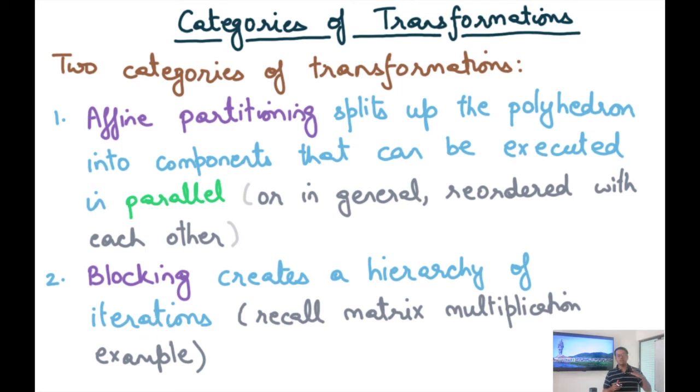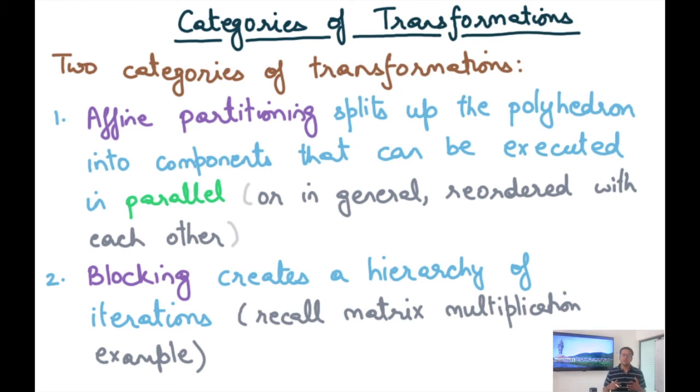Recall that from a 3 loop nest, we went to a 6 loop nest, where the upper hierarchy was iterating with steps of B, and the inner 3 loop nest was doing a block multiply, where the iteration step was only 1. So it creates a hierarchy of iterations, and in general, given any loop nest, it may or may not be a matrix multiplication loop nest.